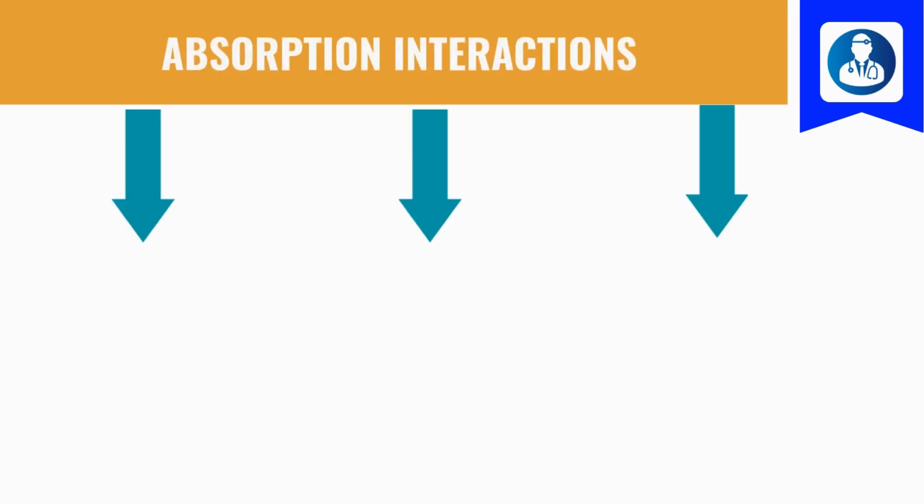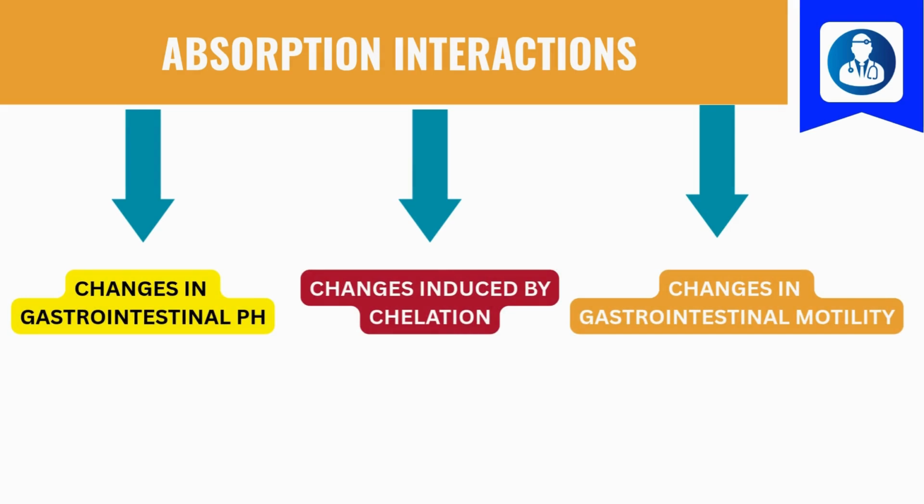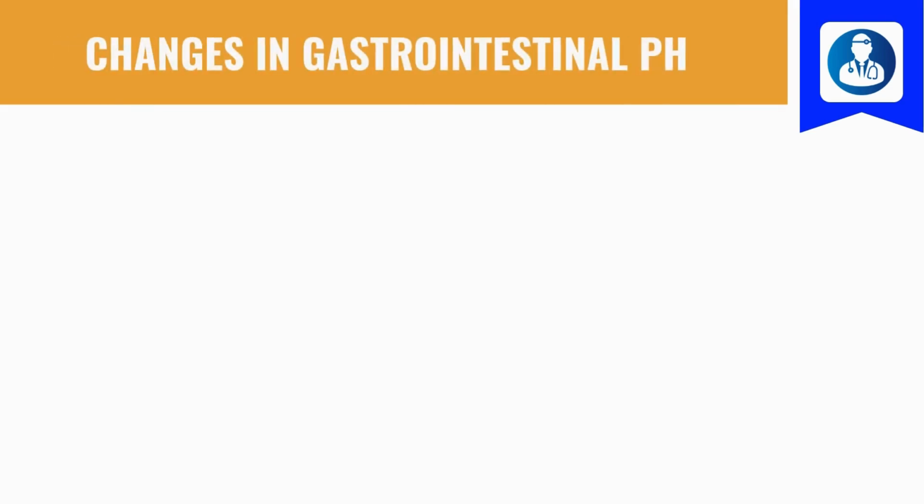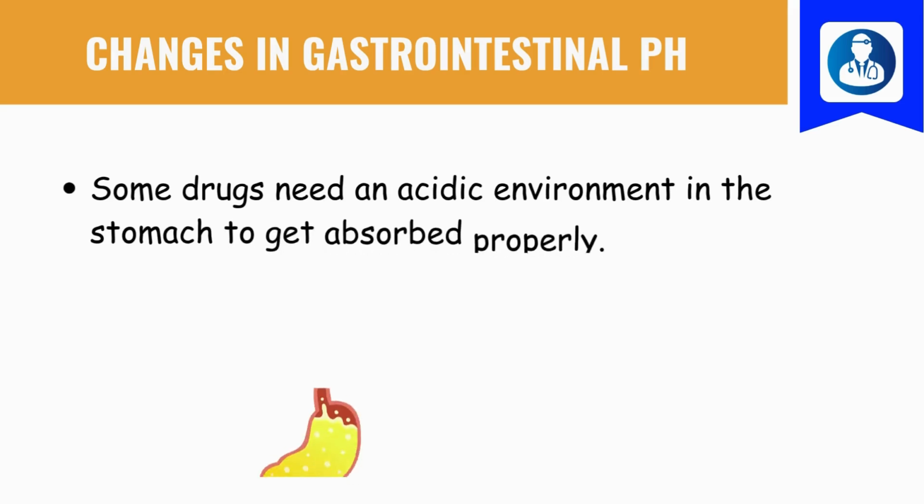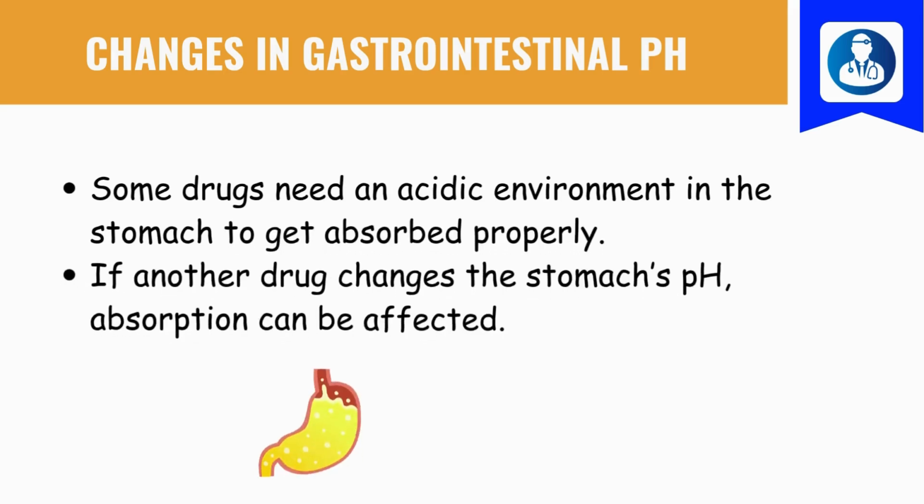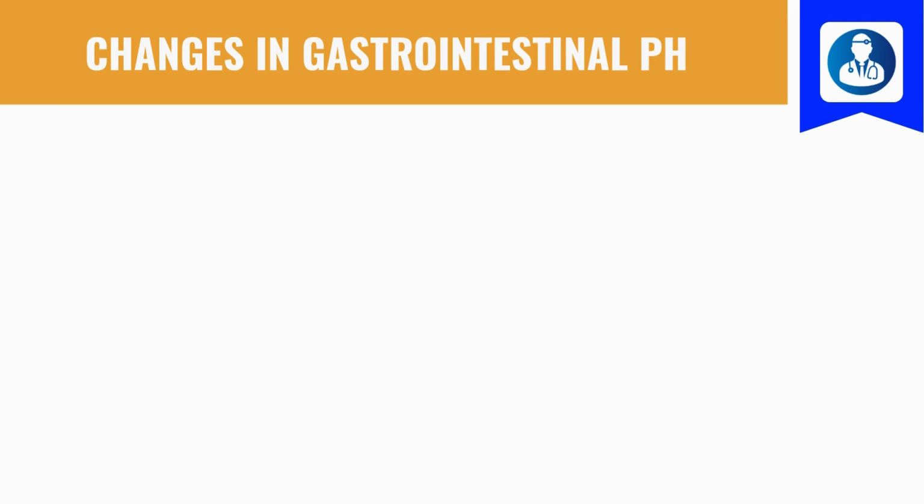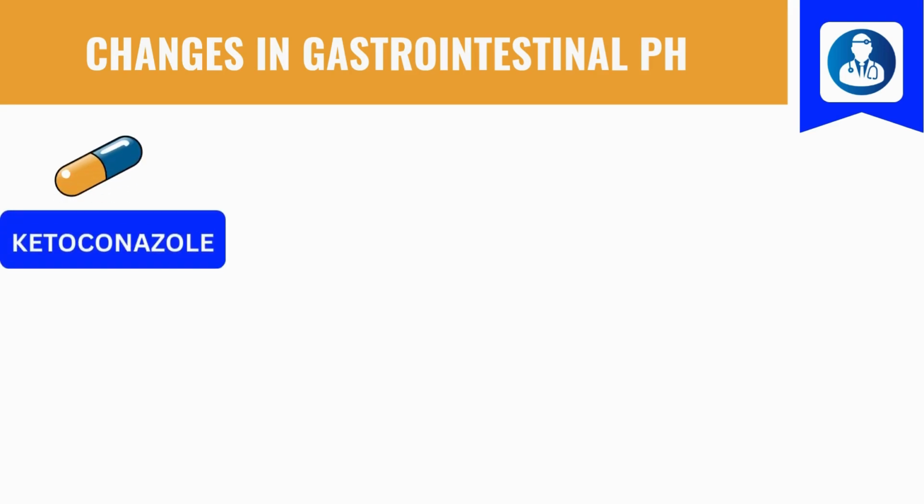Absorption interactions happen mainly in three different ways. Changes in gastrointestinal pH. Some drugs need an acidic environment in the stomach to get absorbed properly. If another drug changes the stomach's pH, absorption can be affected. Simple example, take the antifungal drug ketoconazole. It only dissolves in acidic conditions.